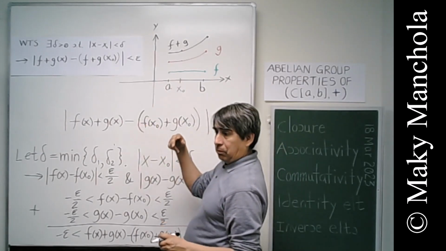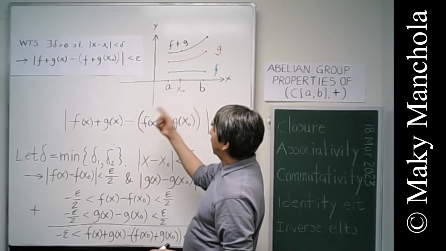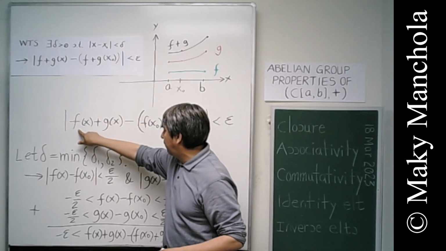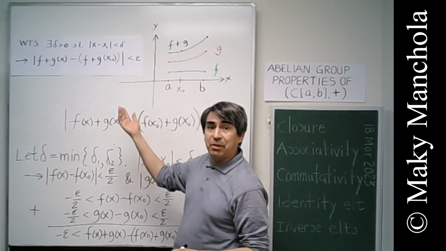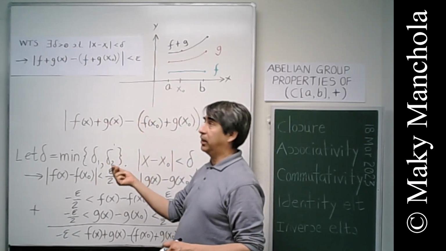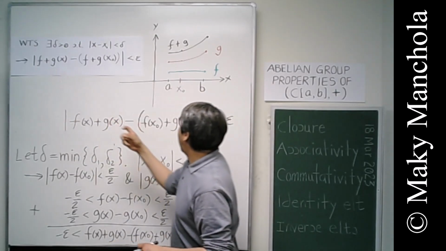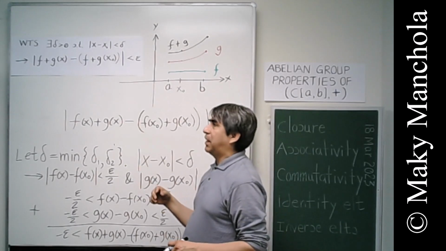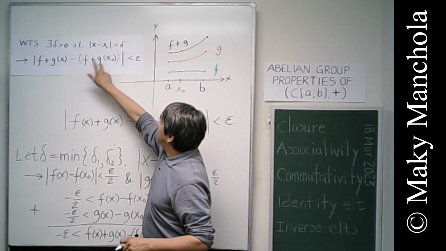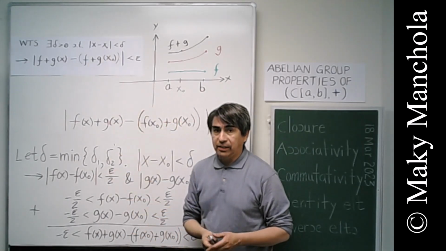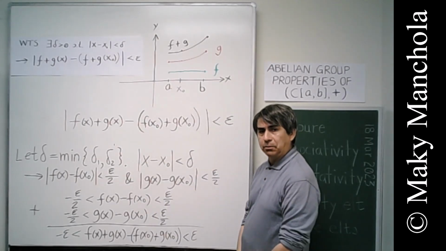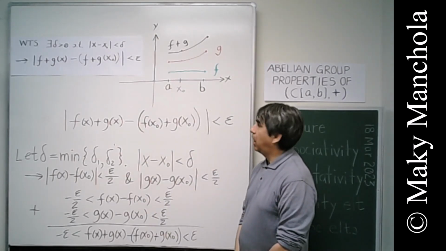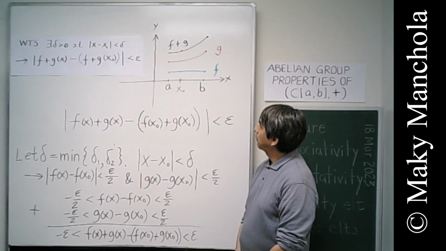Now, is this our goal? The answer is yes, because remember that f of x plus g of x is the same as f plus g evaluated at x, and f of x0 plus g of x0 is the same as f plus g evaluated at x0. So we have achieved our goal.